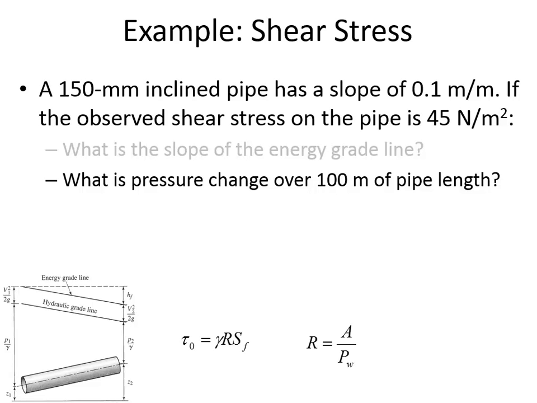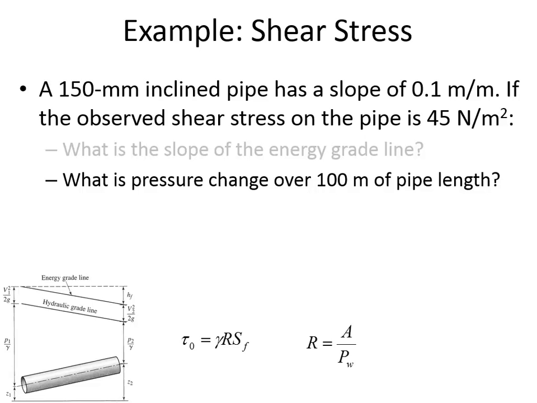Now let's look at the pressure change over 100 meters of pipe. To do that, we need to apply the energy equation. The energy equation is the pressure head and the elevation head and the velocity head at 1 is equal to the pressure head at 2 plus the elevation head at 2 and the velocity head at 2 plus the energy loss, in this case due to pipe friction. H sub f represents the energy loss. Since this pipe diameter isn't changing, the velocity at 1 is going to equal the velocity at 2, and so we can cancel the velocity head terms out of the equation.